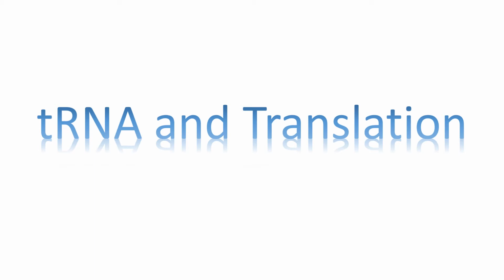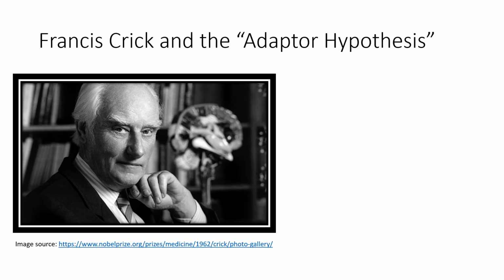In this video, we're going to talk about tRNA and its function in the process of translation. First, let us travel back in time to before the discovery of tRNA. We know that the central dogma described the flow of genetic information from DNA to functional products such as proteins.